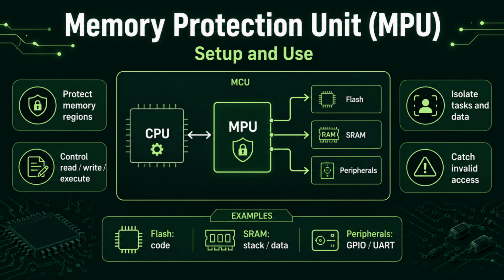Each region defines an address range, access permissions, execution permission, and memory type. For example, Flash can be configured as read-only and executable because it stores program code. SRAM can be read-write but marked execute never because it contains the stack, heap, variables, and communication buffers. Peripheral addresses such as GPIO and UART are configured as device memory. When software violates one of these rules, the MPU blocks the access and can generate a MemManage fault.